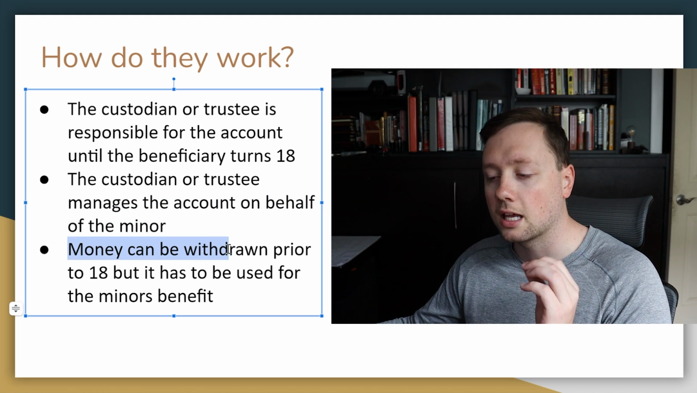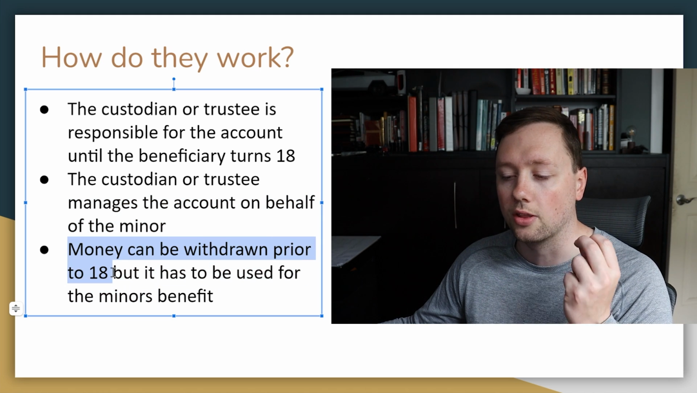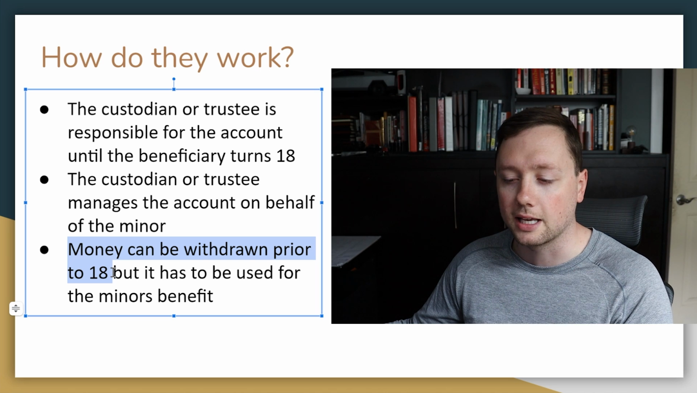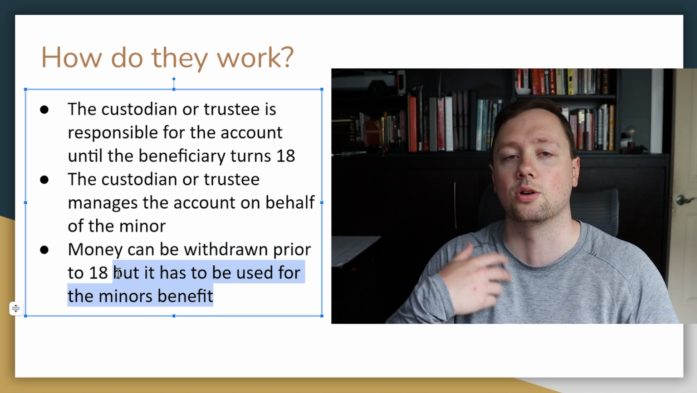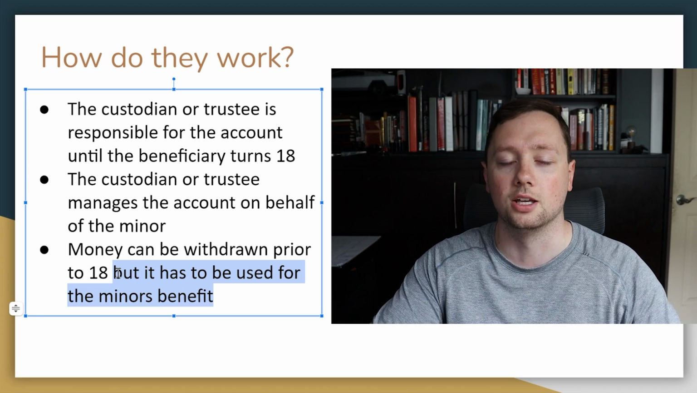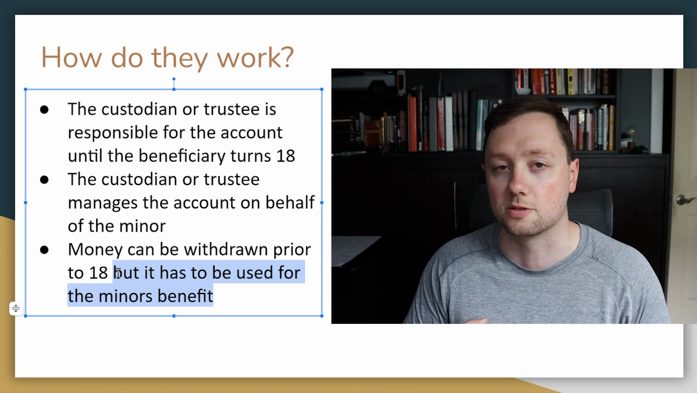Now, money can be withdrawn prior to the person turning 18, but like I said, it has to be used for the minor's benefit. If you are the custodian or you're managing this for somebody else, you at no point can ever withdraw this money for yourself.